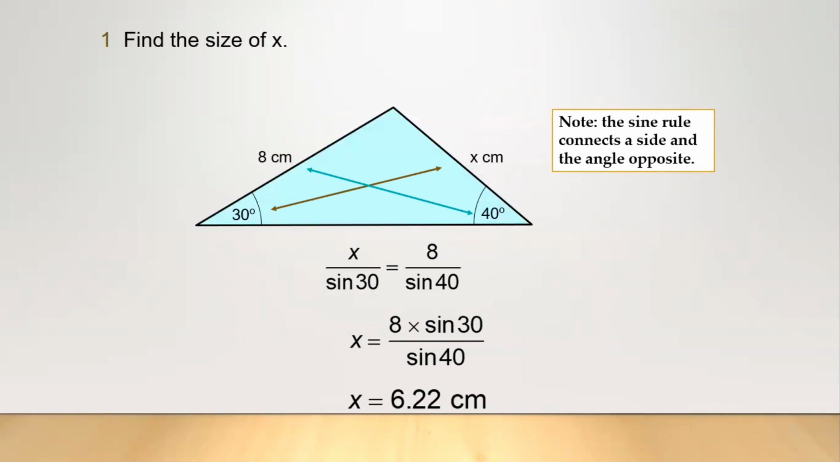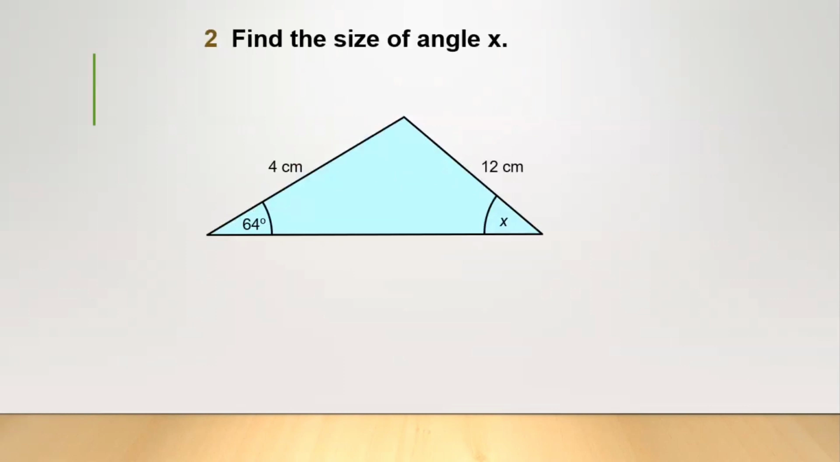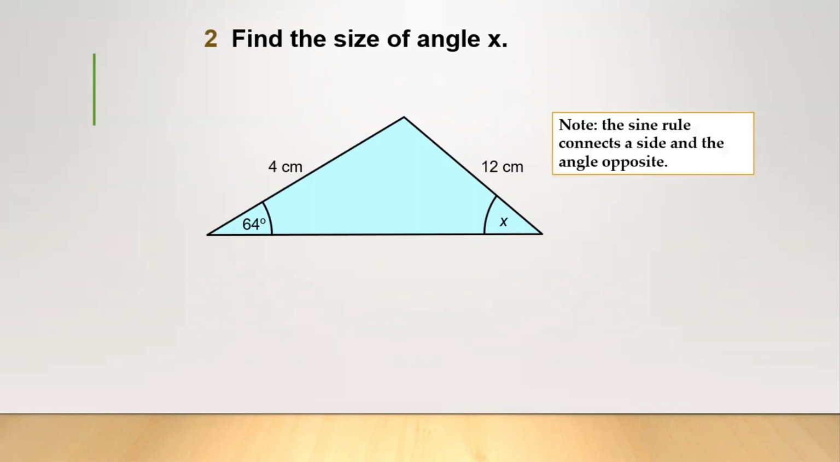Isn't it easy? Let us solve one more question. Find the value of angle x. There we have learned how to find the side; here we are learning how to find an angle. Again we are using the opposite sides and angles. The angle opposite to 4 centimeter is angle x, which we have to find out, and opposite to 64° is 12 centimeter. So we use the sine rule here: sine x divided by 4 is equal to sine 64 divided by 12.